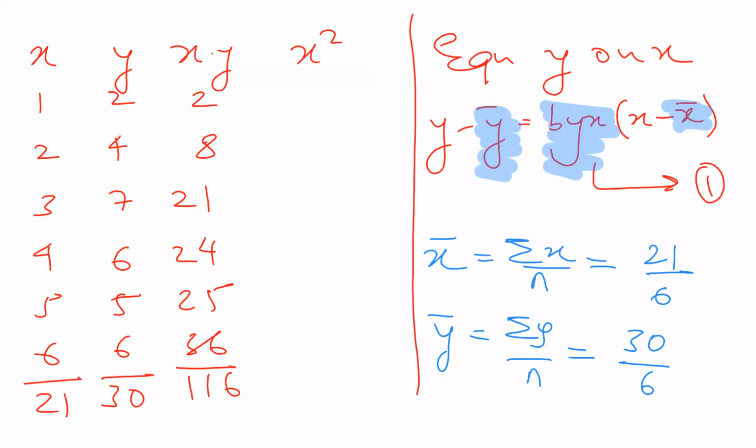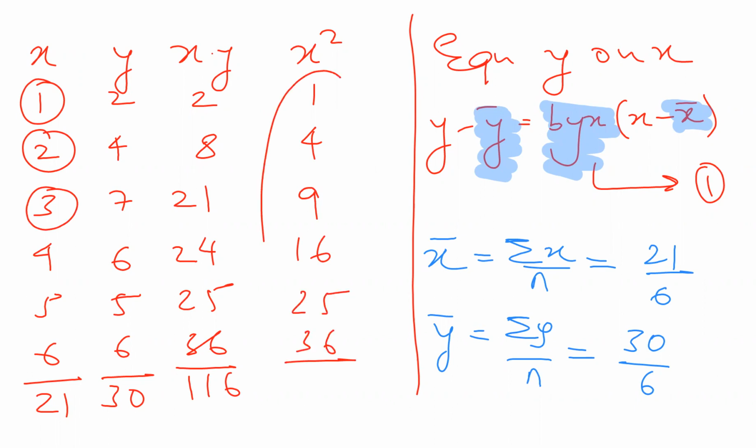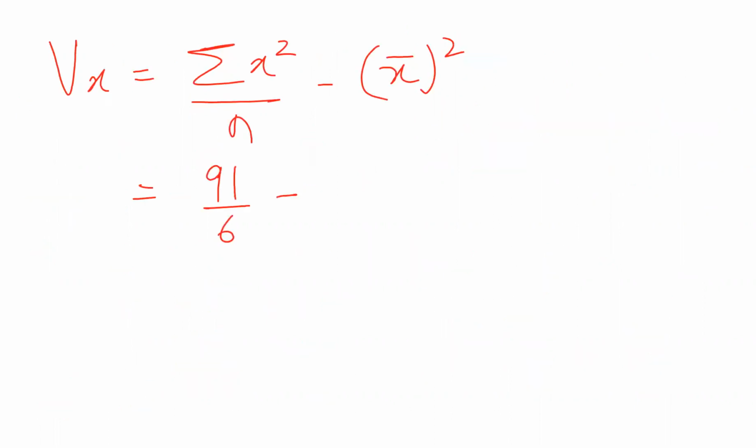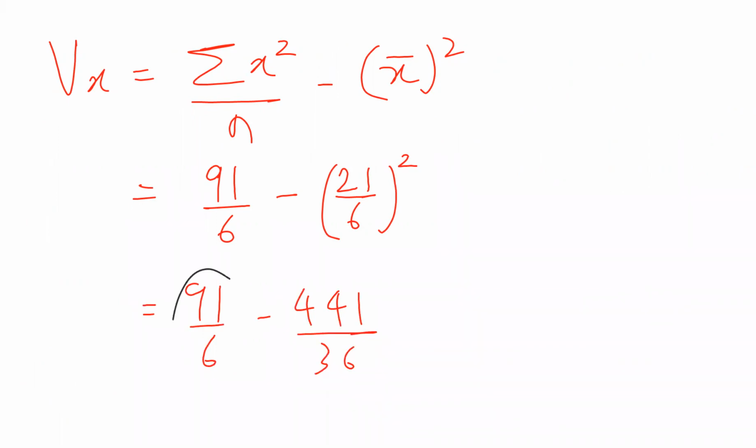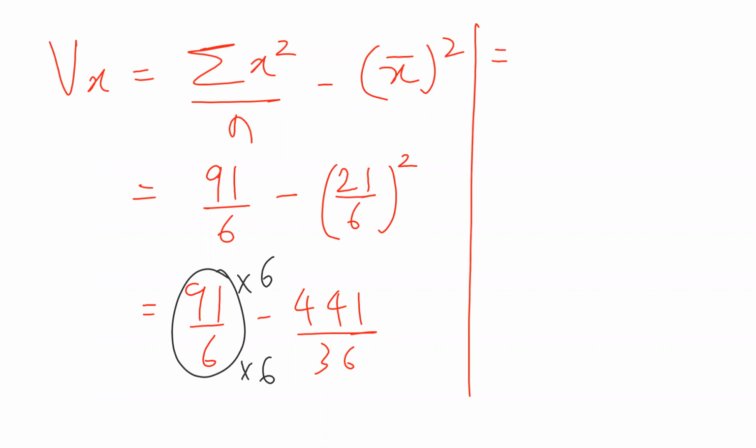So we'll prepare x square. 1 square is 1, 2 square is 4, 3 square is 9, so on and so forth. Then 16, 25, 36. And the total of x square turns out to be 91. So this is 91 upon 6 minus 21 upon 6 the whole square, that is 91 upon 6 minus 441 upon 36. Once again we'll take LCM, multiply 91 by 6 and divide by 6. So this is equal to 546 upon 36 minus 441 upon 36.